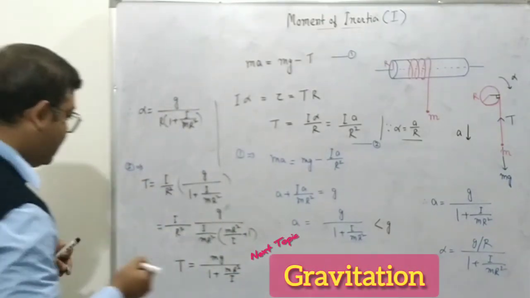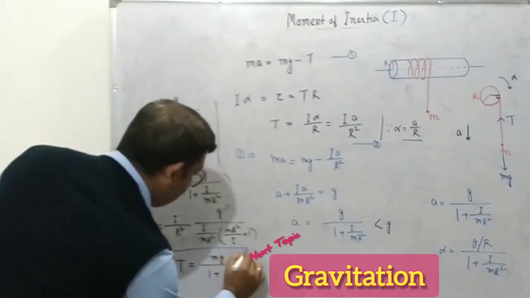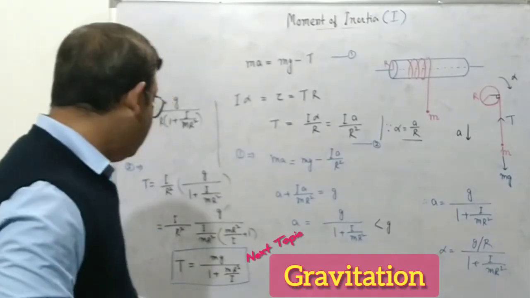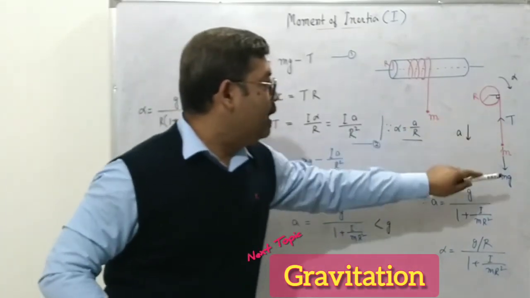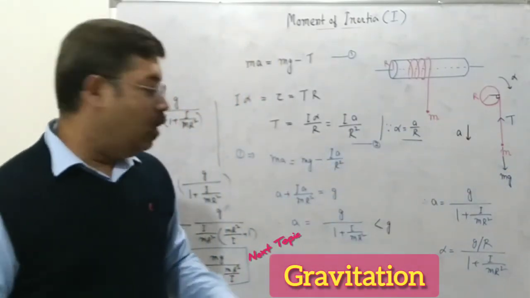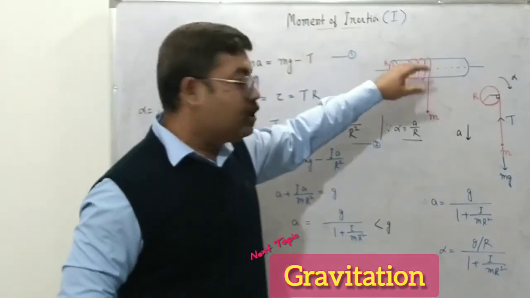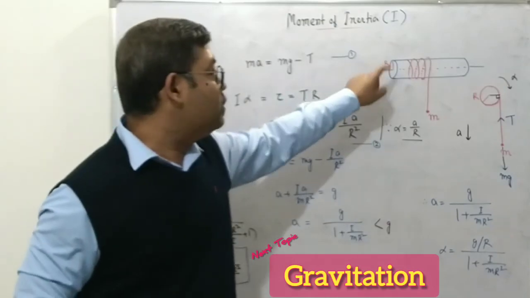Again you can see the tension in the string is mg divided by a term greater than unity, which means the tension in the string will be less than the net weight of the object. This is due to the inertia, or moment of inertia, of the solid cylinder.